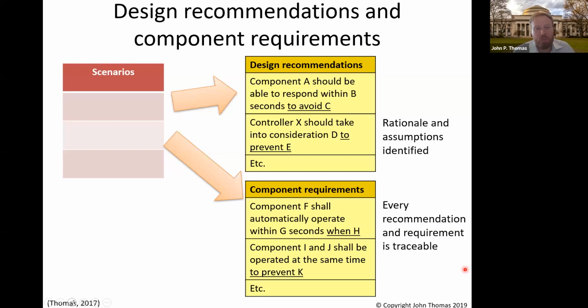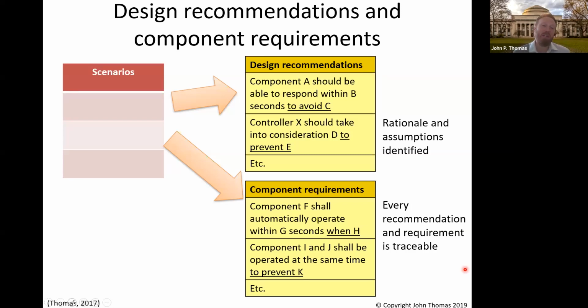Component A should be able to respond within B seconds to avoid C. Component F shall automatically operate within G seconds when H. Notice the underlying part here. This is really important. How often do you come up with a requirement and 5 years later you scratch your head? Now, I know it was a good idea 5 years ago, but why did we write this again? The rationale and the intent behind this is documented because we have derived these from a specific loss scenario we're trying to prevent. So 5 years from now, if you want to change that requirement, okay, you know why we had it? We were trying to prevent scenario number 2. If you want to change that requirement, that's fine. You better have another way to prevent scenario number 2 because that's where it came from.